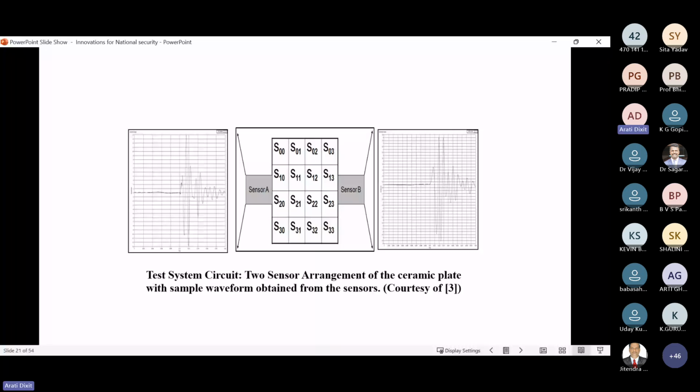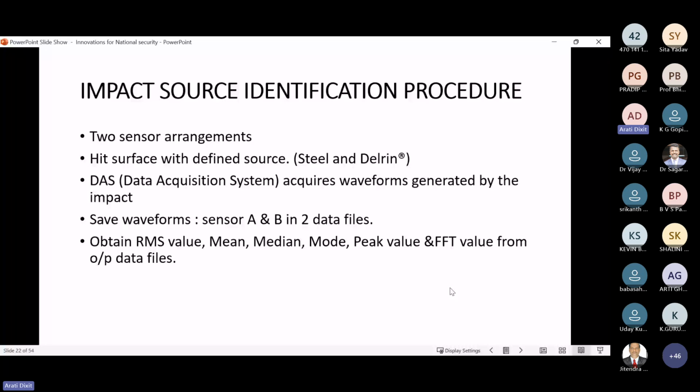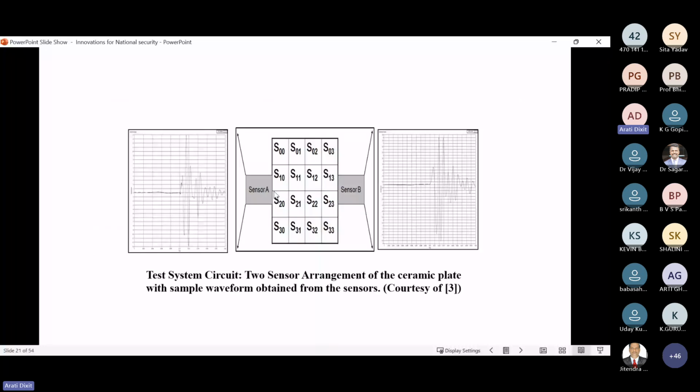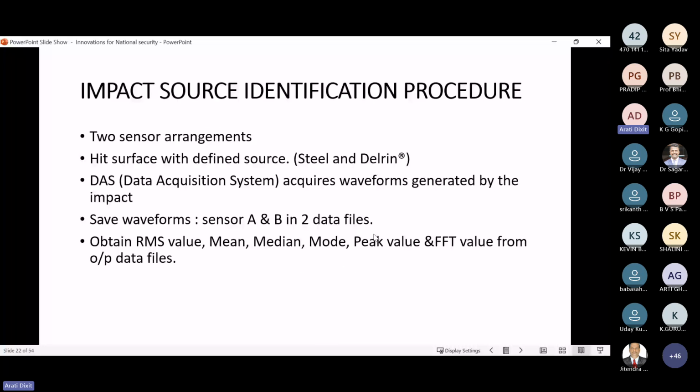So as I said, we had two sensor arrangements, and we hit the surface with a defined source. We have taken just two sources right now, steel and delrin, and the data acquisition system acquires waveforms generated by impact. The sensors save waveforms as sensor A and sensor B data files, and we process on these different parameters, as you see on the screen here: the RMS values, mean, median, mode, peak values, FFT values, and so on.